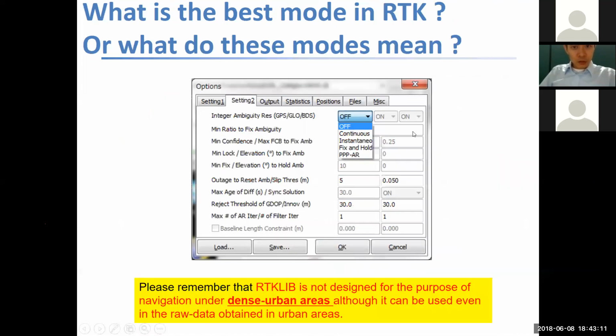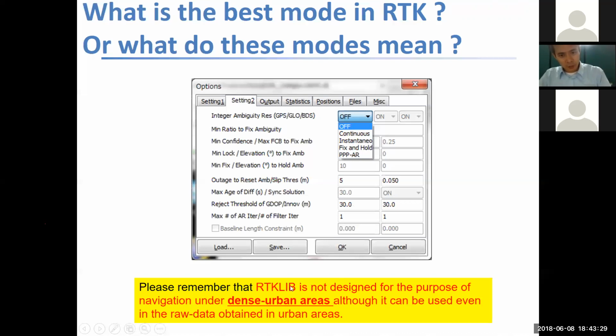And what is the best mode in RTK? I have had many similar questions. What is the best mode in RTK? Option setting 2. Or what do these mean? Okay, continuous, instantaneous, fix and hold.